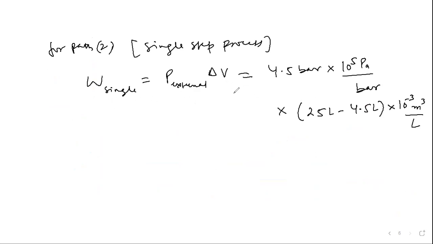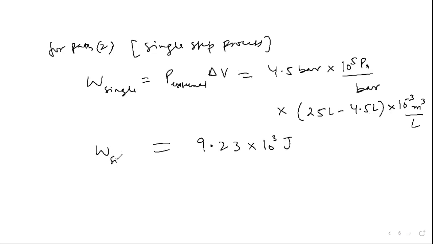So remember, work done at constant pressure is just pressure times the change in volume. So it's P external times delta V, which is 4.5 bar times 10 raised to the power 5 Pascal over bar in order to convert the unit, then multiplied by 25 liter minus 4.5 liter. Then there is a conversion factor, 10 raised to the power minus 3 cubic meter by liter. So when you solve it, you will get your answer as 9.23 into 10 raised to the power 3 joule.